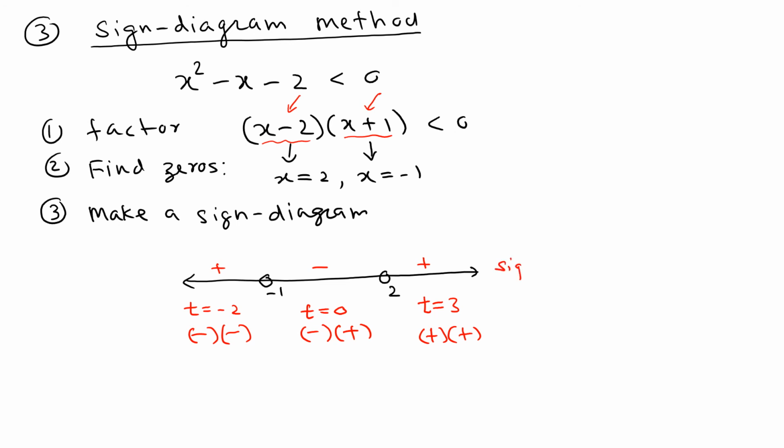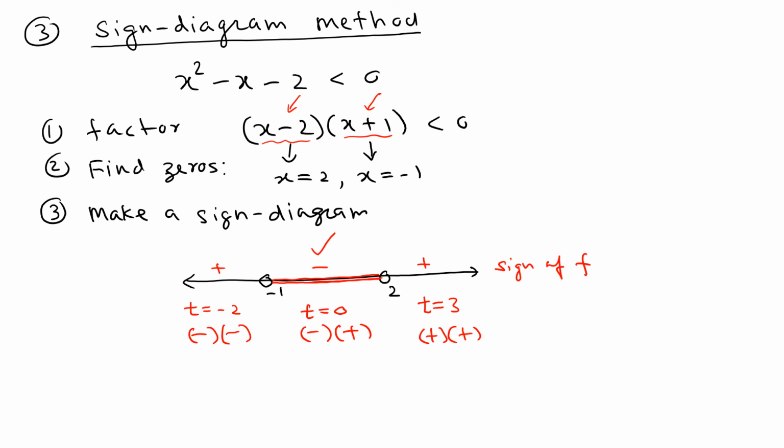So we call this the sign diagram, the sign of the function. We say sign of f, sign diagram. Now what can we do? Now we can look at the inequality and pick which one we want. According to the inequality, the expression has to be negative. So this is the part where you see the negative sign. That means the solution set is only from -1 to 2. So that's the solution.